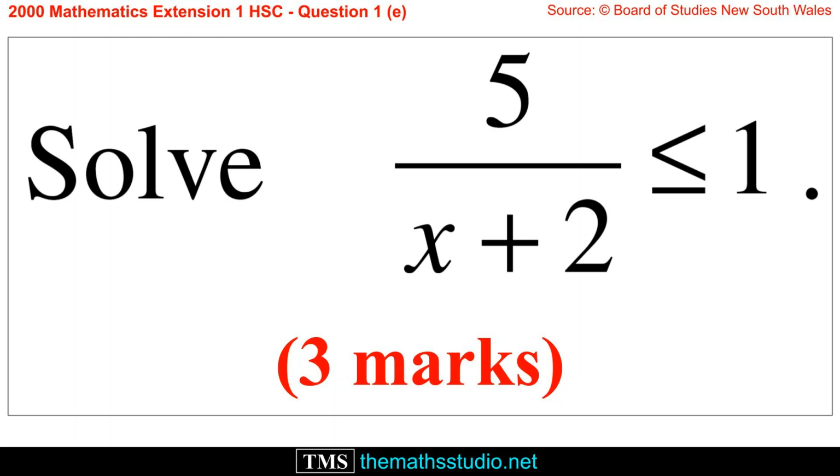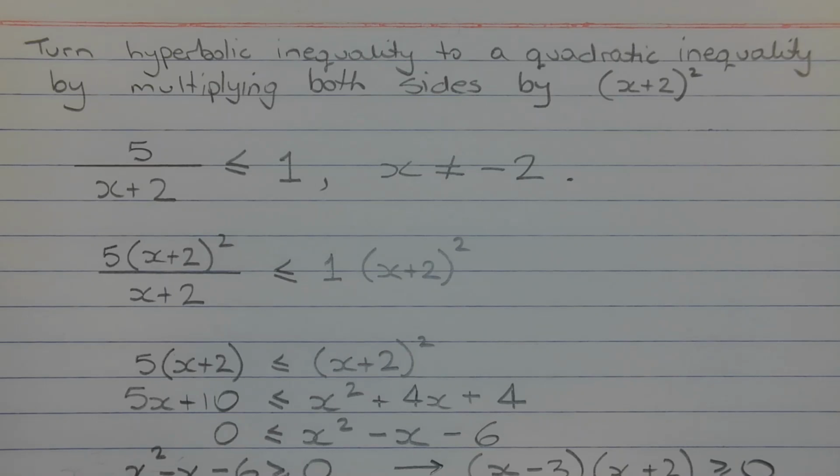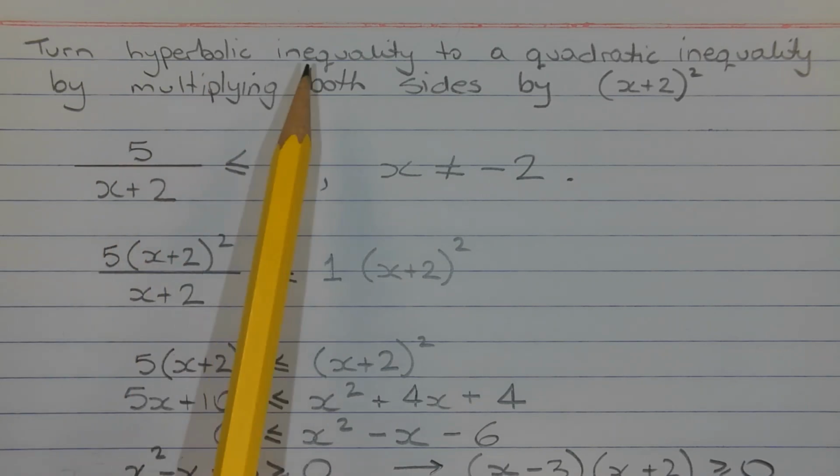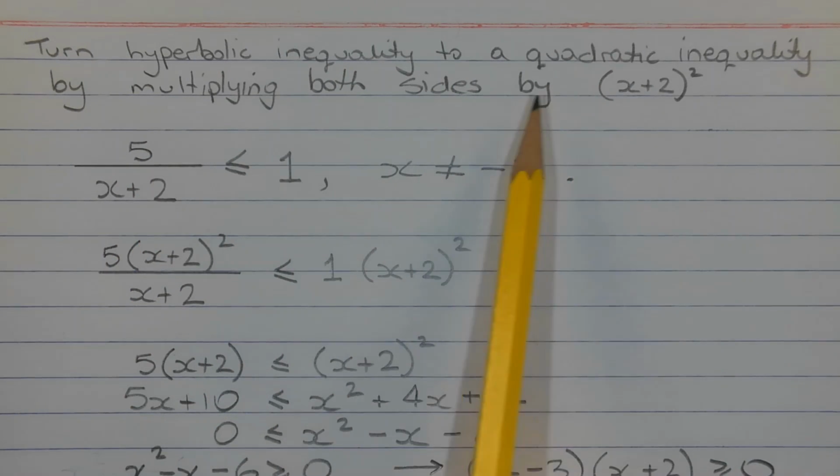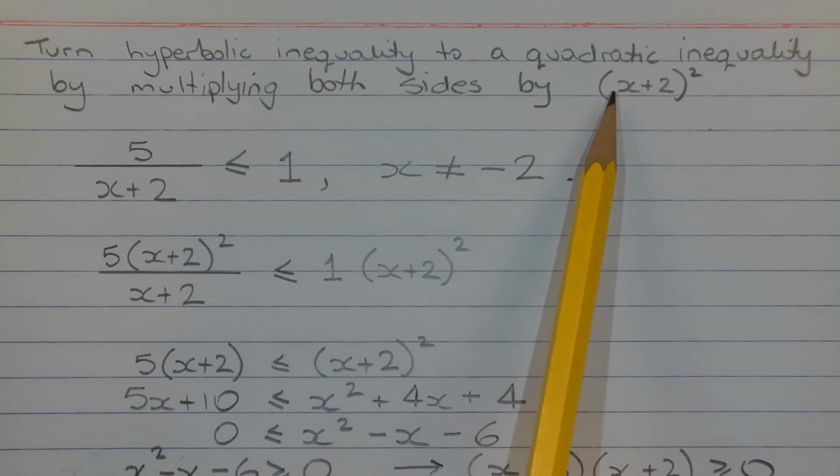Question 1, Part E. Solve 5 over x plus 2 less than or equal to 1. Since the denominator of the left-hand side of this inequality, that is x plus 2, is a linear expression involving the unknown variable x, we can turn this hyperbolic inequality to a quadratic inequality by multiplying both sides by the square of the denominator, that is x plus 2 in brackets to the power of 2.